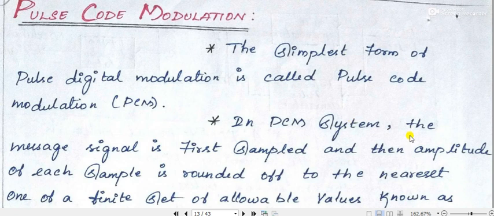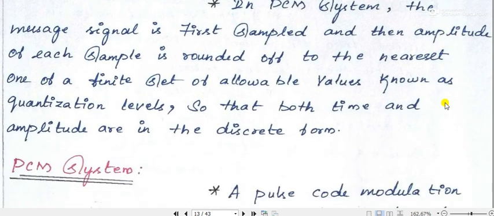In a PCM system, the message signal is first sampled and then rounded off to the nearest standard values, known as quantization levels, so that both time and amplitude are in discrete form. Why is it named PCM? The message signal is represented by a sequence of coded pulses, so it is named pulse code modulation.